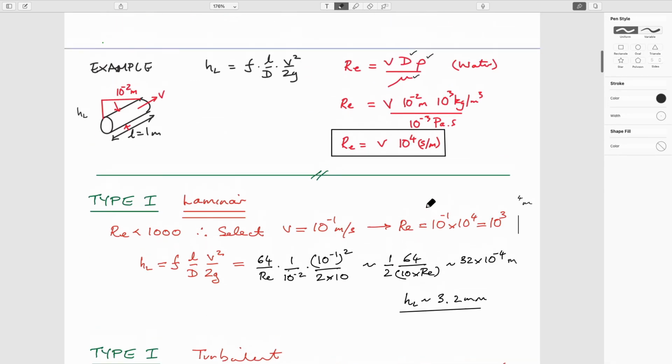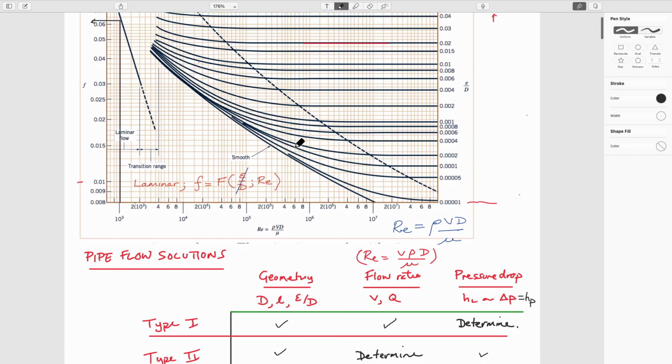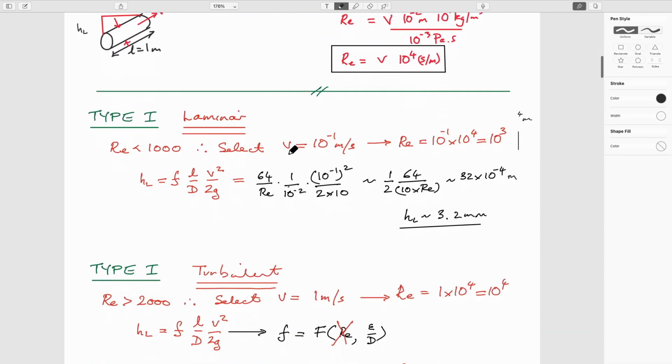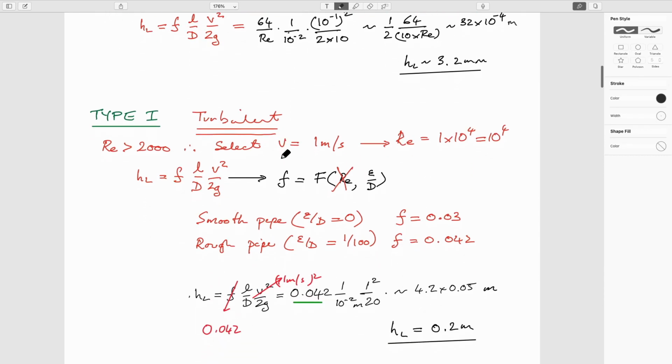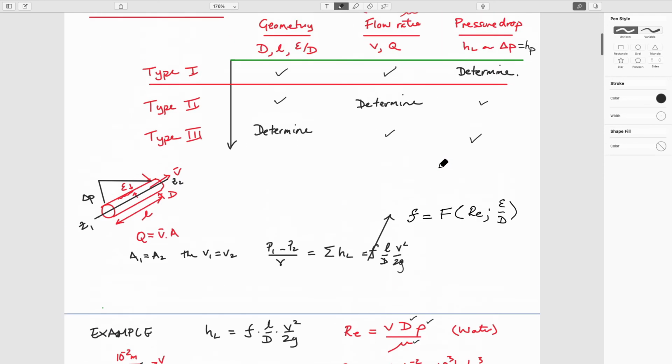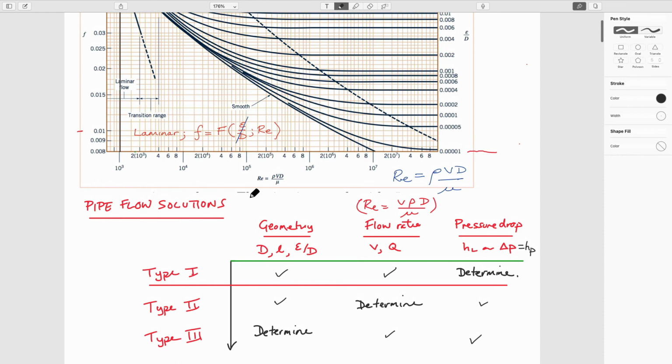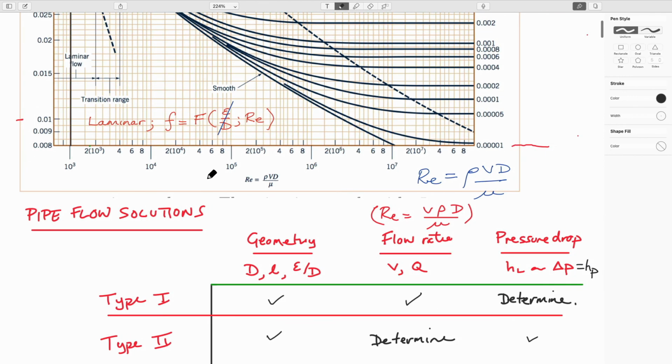If we want to then migrate onto this side of the curve, we have to choose a different Reynolds number. If we choose a Reynolds number greater than 2,000, then using 1 meter a second times 10 to the 4, the Reynolds number is 10,000, right? If that's the case, then we can read off the Moody chart for 10 to the 4, if I make it bigger.